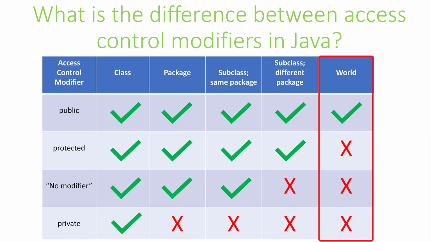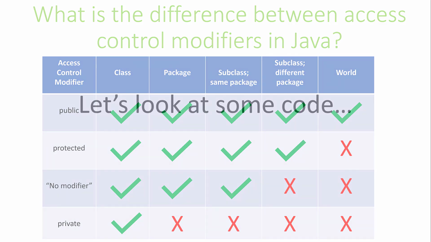Finally, for classes that are not subclasses and in different packages, in this case, we'll call it the world, access is only allowed through the public access modifier. Now let's jump into the coding section and demonstrate all the access levels that we just saw in the table to bring the points home.